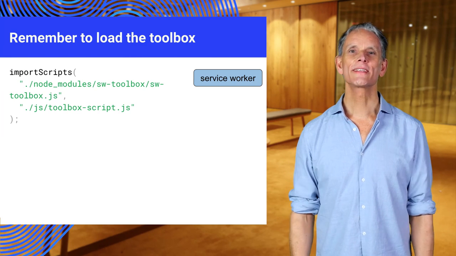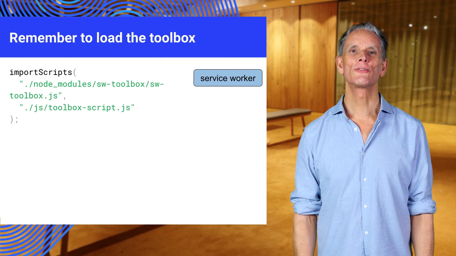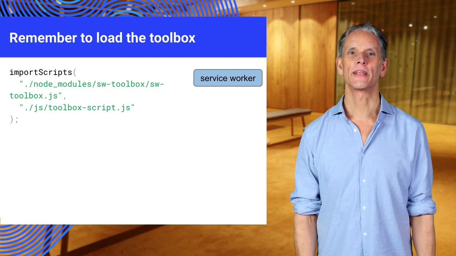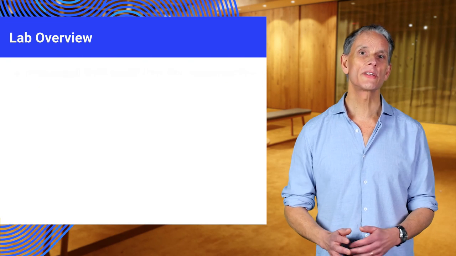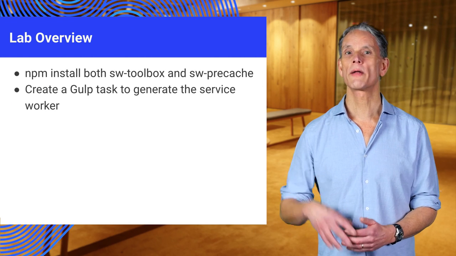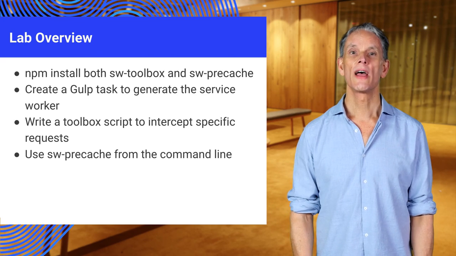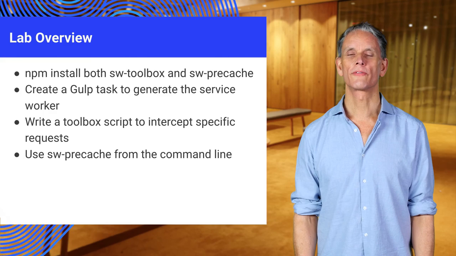To use SW Toolbox, you include the SW Toolbox module in your service worker, along with a custom script containing the routes. In the lab materials that accompany this video, you can find out more about how to install and use SW Toolbox and SW Precache, and how to incorporate them in your workflow.